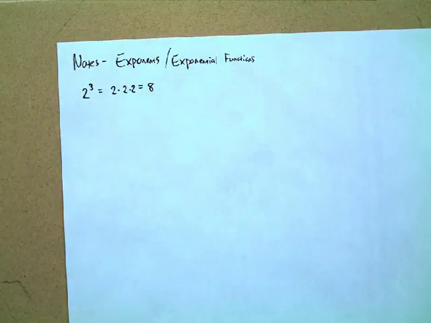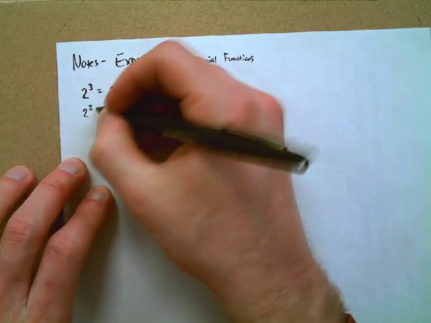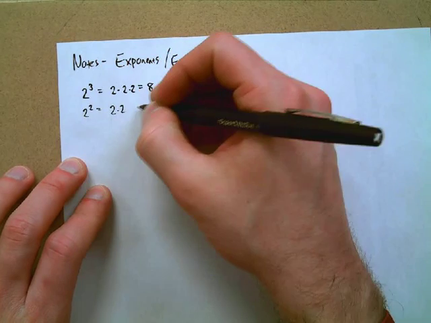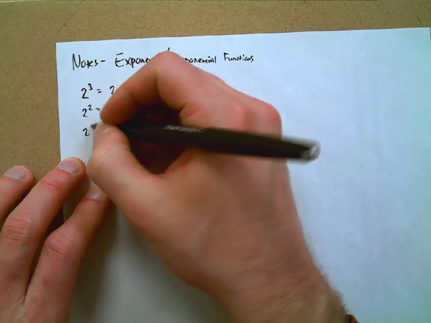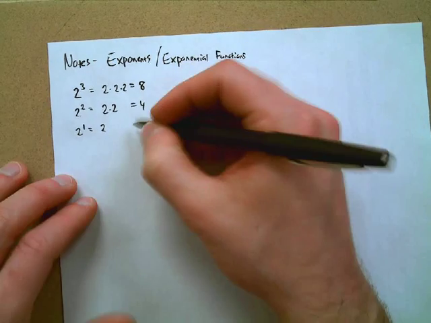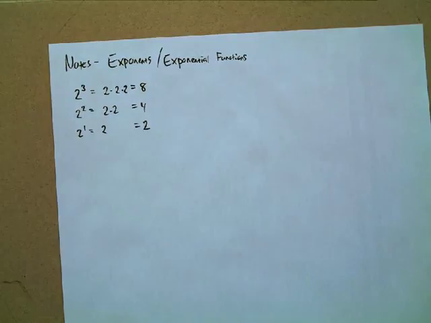Okay, and so by that same argument, 2 to the second is going to be 2 times 2, so that makes sense, it's 4. And then 2 to the 1, well, it's just 2, right? So it's just going to equal 2. Right?